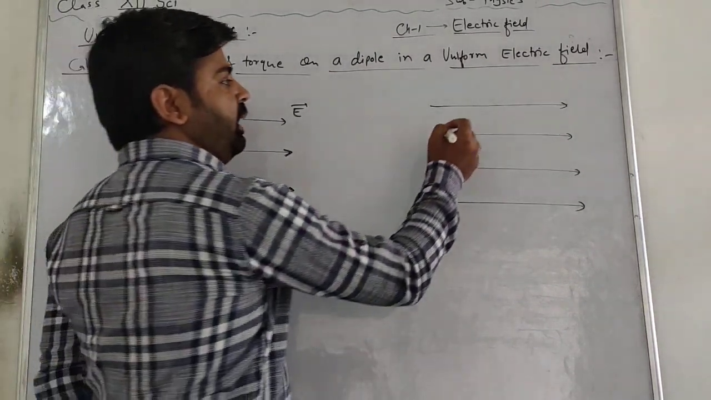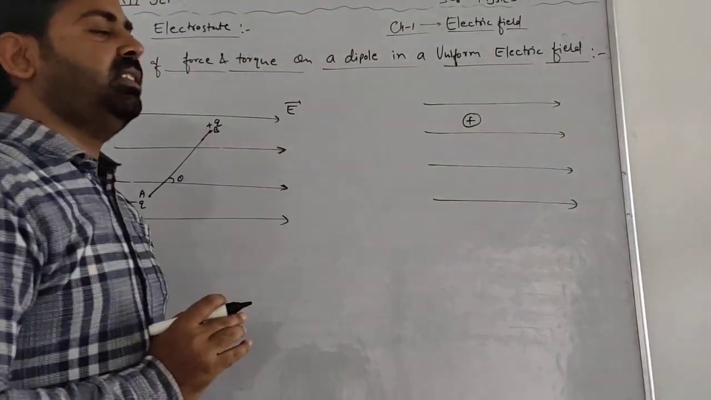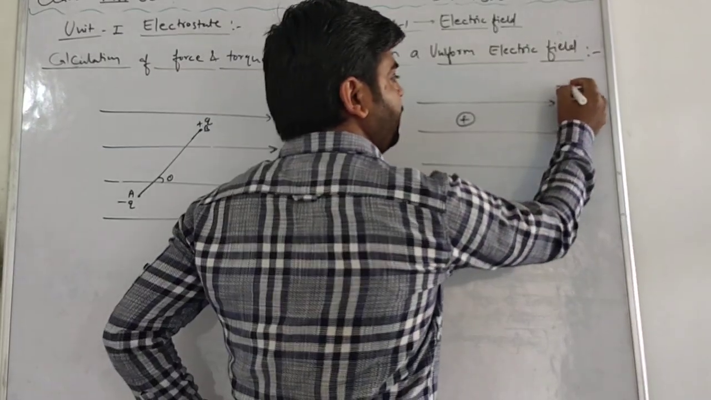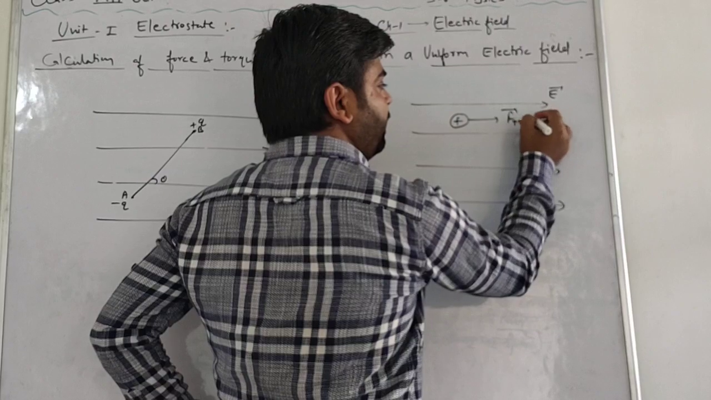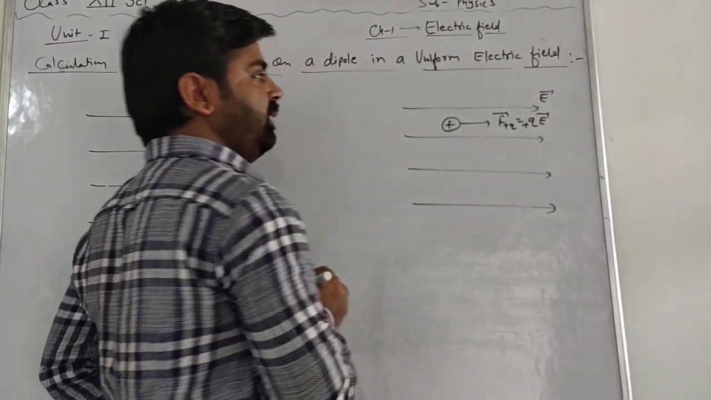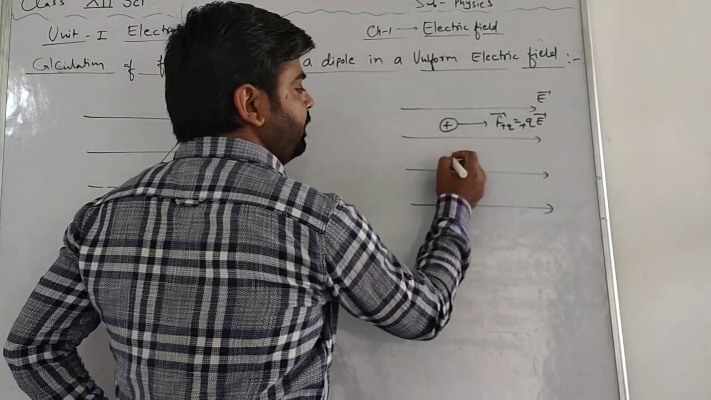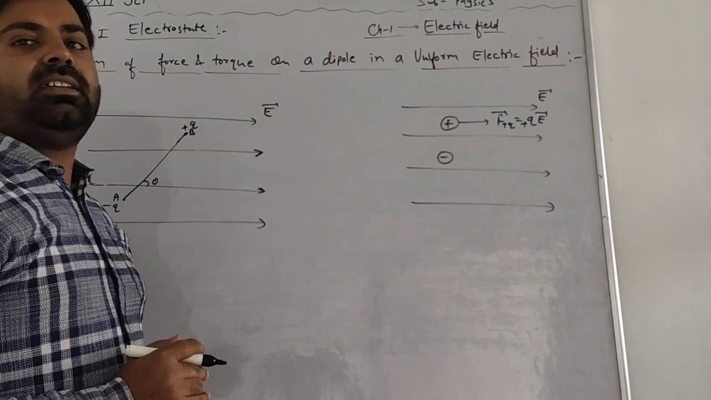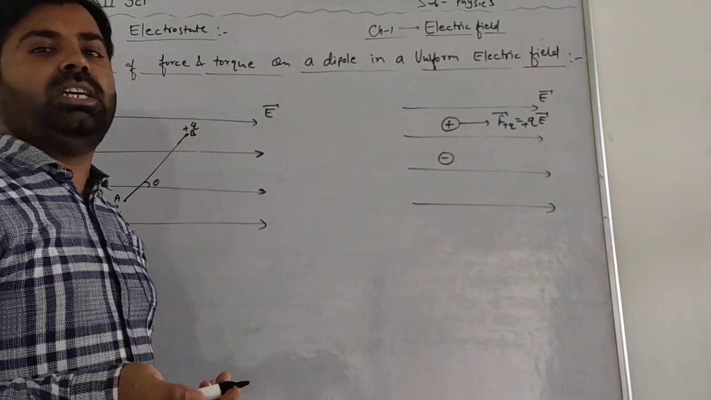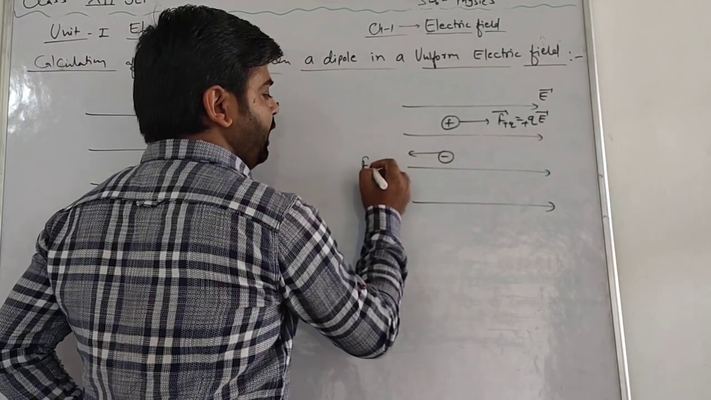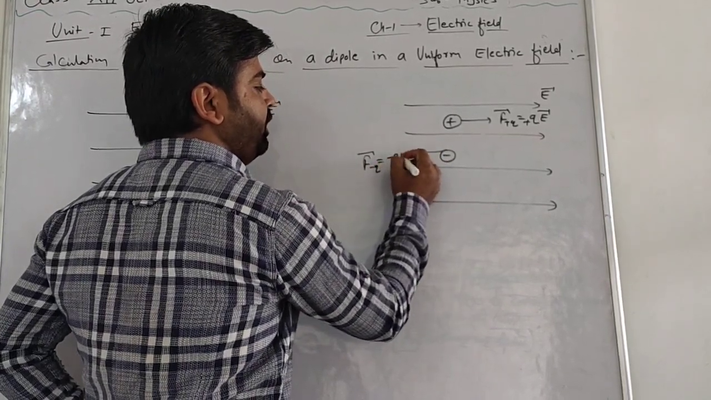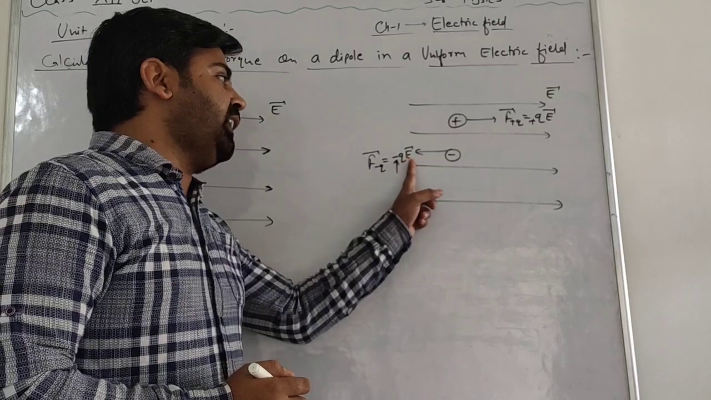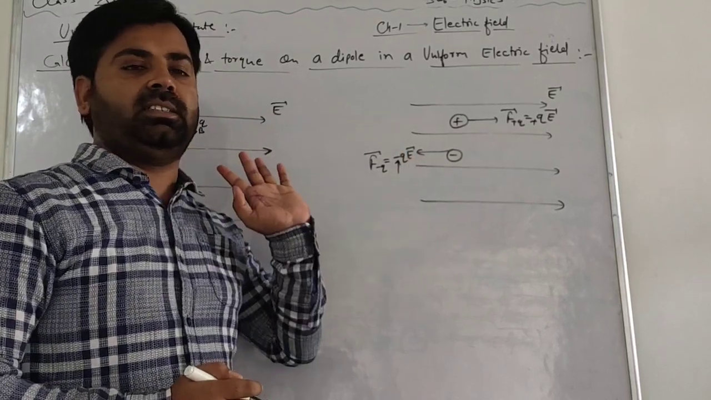As we know, at plus q charge, the electric force is always in the direction of the electric field intensity. F plus q vector is equal to plus qE vector. And at the negative charge, the electric force direction is always opposite to the electric field intensity. So the F minus q vector is denoted by minus qE vector. The negative sign denotes that the direction of electric force is opposite to the direction of electric field intensity.